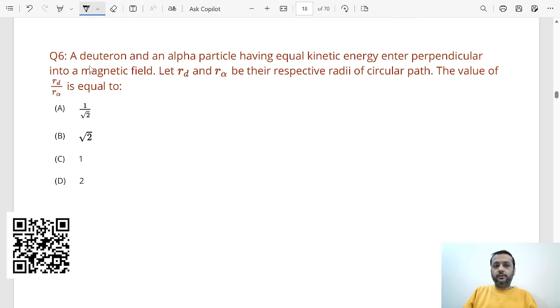In this question there's a deuteron and an alpha particle having equal kinetic energy. They both enter perpendicular into a magnetic field. Let Rd and R alpha be the respective radii of the circular paths. We have to find the value of Rd to R alpha.